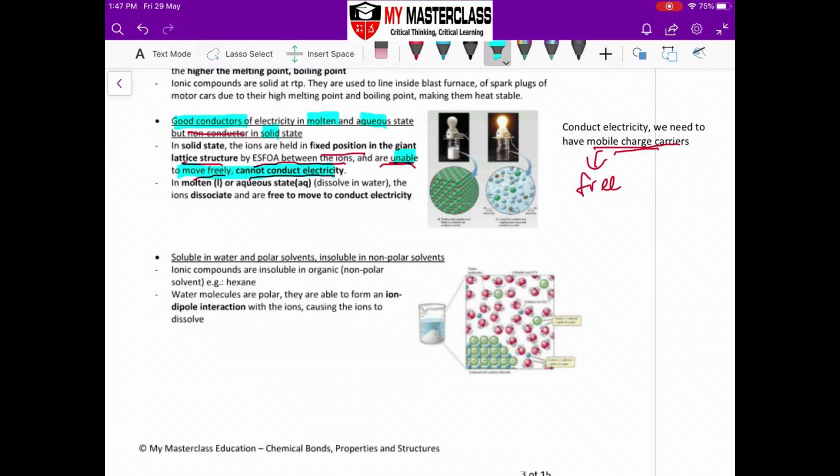Why are they unable to move? Because they have strong electrostatic forces of attraction between the ions. And in molten or aqueous state, first of all, a lot of students are confused between molten and aqueous. Molten is just another word for liquid.